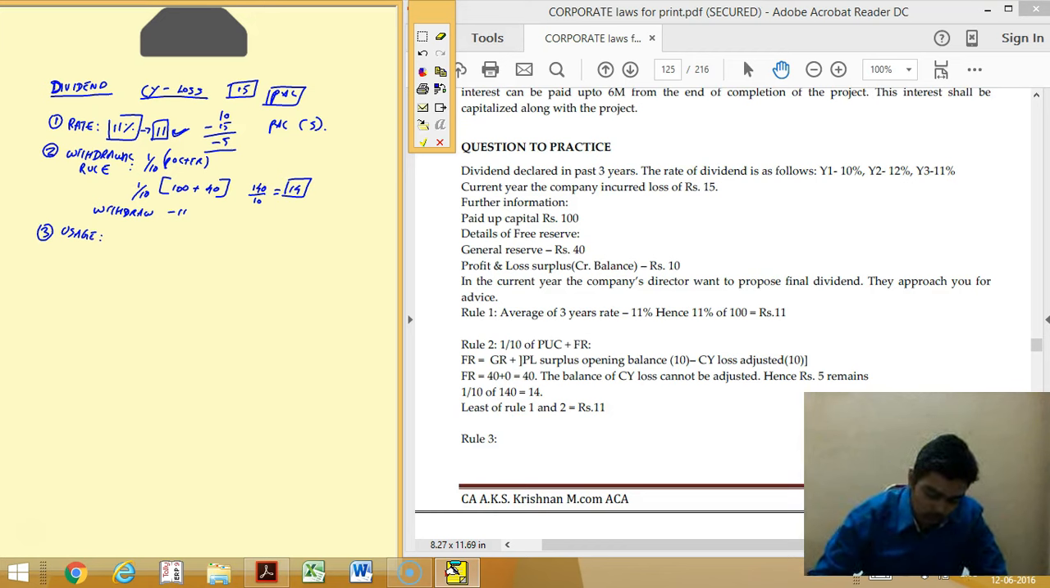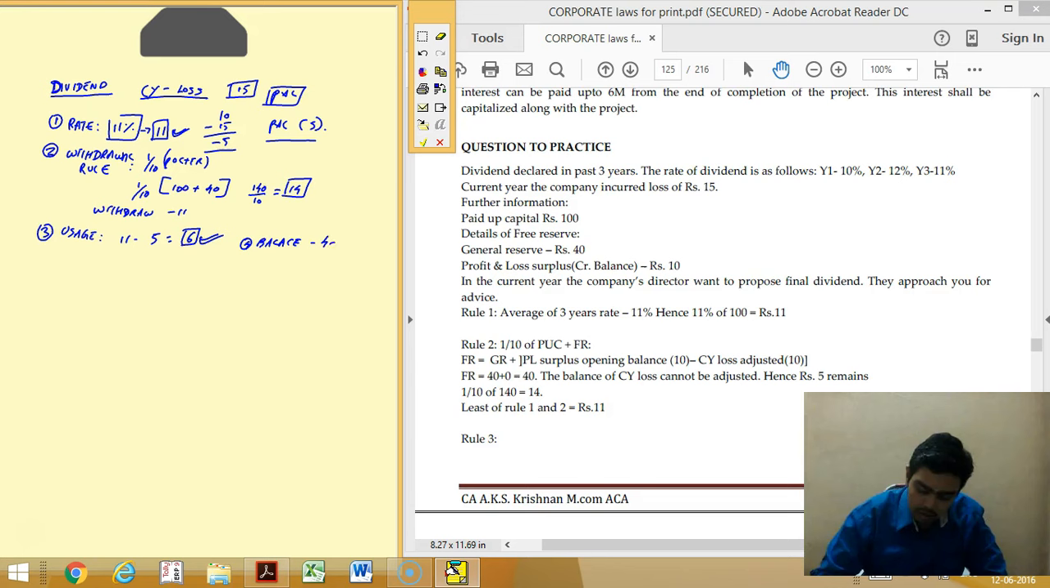As per the usage rule, third rule, after withdrawal the amount should be first used for current year loss adjustment. So 11 minus 5, because current year loss we are having, 11 minus 5 is equal to 6. So 6 rupees only you can pay dividend. Then fourth rule, balance rule, is to check the balance in reserve.